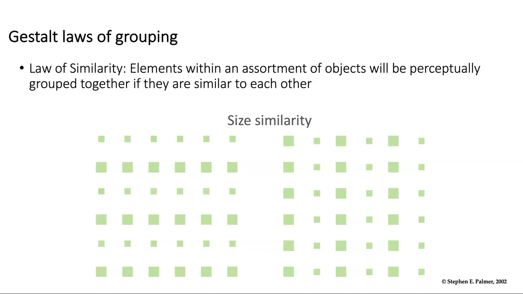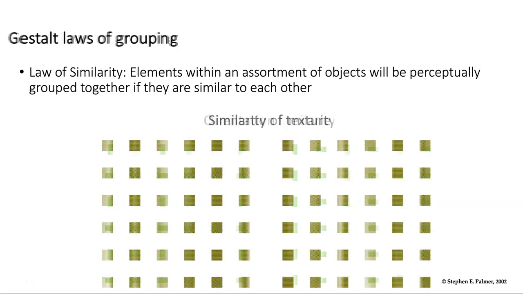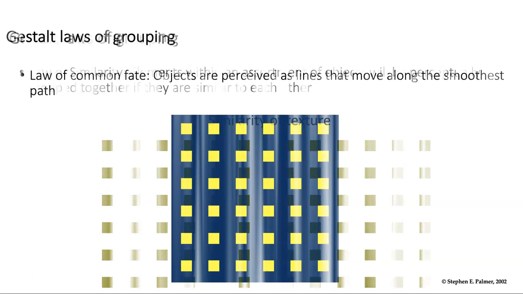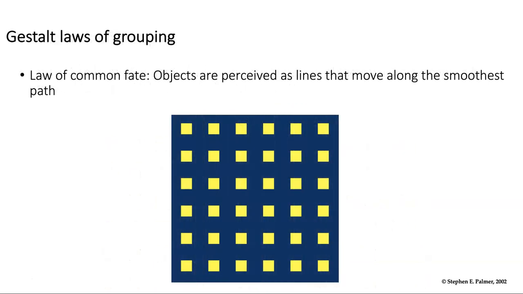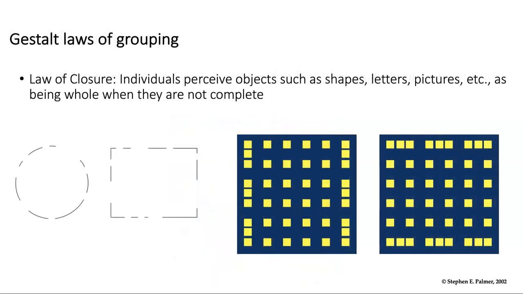It's a matter of perceptual organization. They say orientation similarity is another law of similarity, and even texture. Remember, these are all emergent properties in the Gestalt world. And there was another thing, the law of common fate, and they say that objects are perceived as lines that move along the smoothest path. There are many of these Gestalt laws.